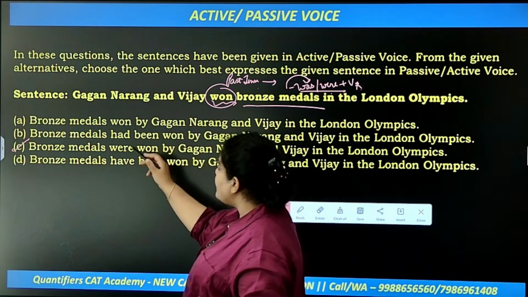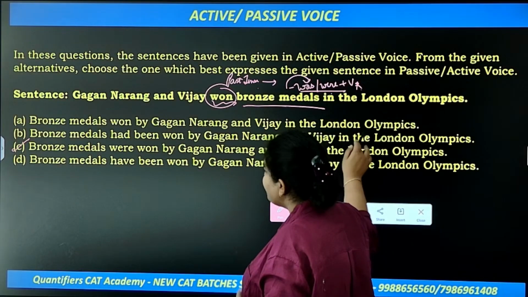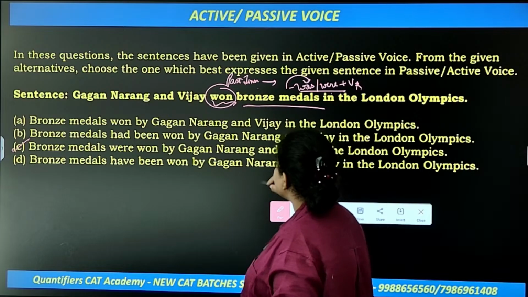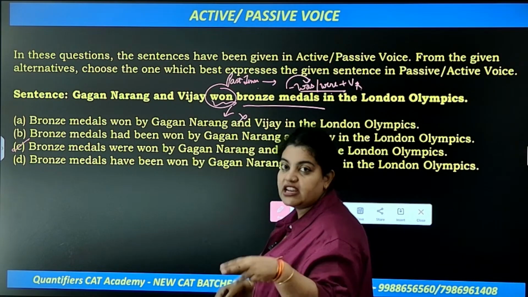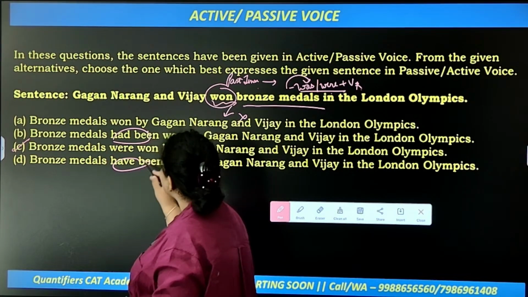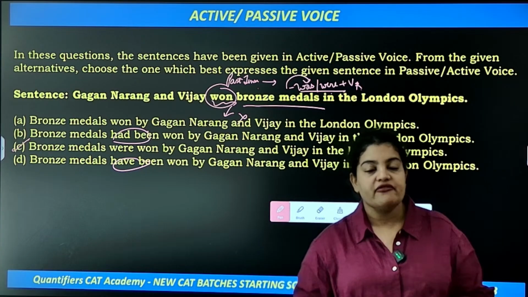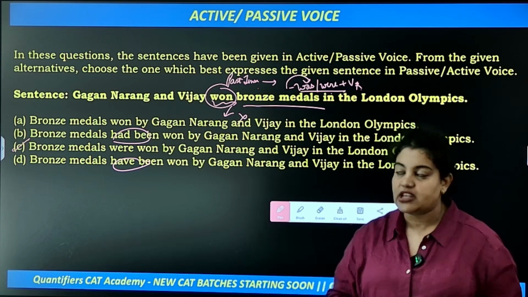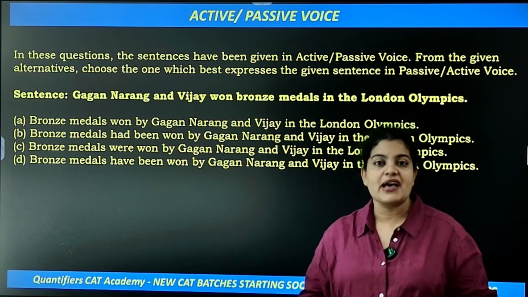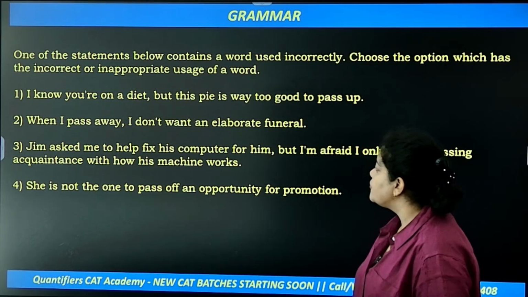Now, the problem here is that 'bronze medals won by Gagan Narang and Vijay in the London Olympics', okay, so that's not the case. It is not following the rules. We need to add was and were with this sentence. Now, 'had been' and 'have been', past perfect and present perfect, should not be the way. For simple past, just add was or were and then add the agent. So that's a passive voice. But nonetheless, we'll be covering the active, passive and direct, indirect speech rules in our regular classes. Try this question.